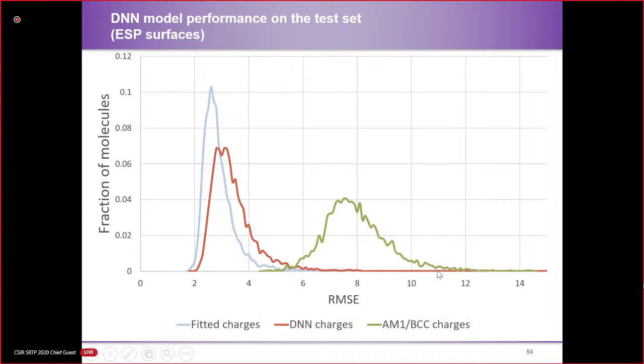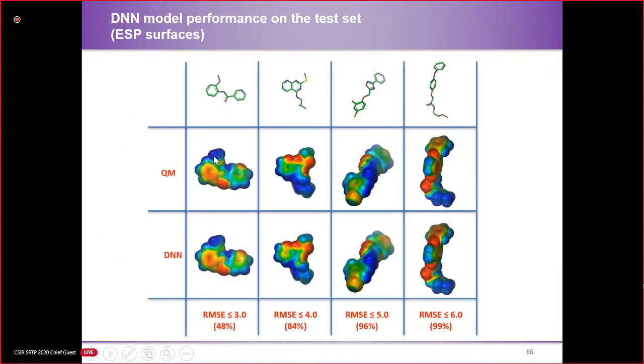Compared to other semi-empirical quantum chemical calculations, for example, AM1, they are quite far off. Their average error is about 8 kilocalorie per mole, which is far off from our model and the baseline. And what does it mean when we say like 3 kcal per mole? So here's the prediction. If it is within 3 kcal per mole, they look quite the same. This is the QM prediction. This is our deep neural network prediction.